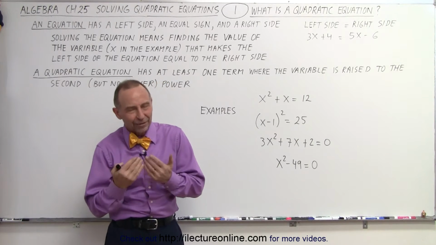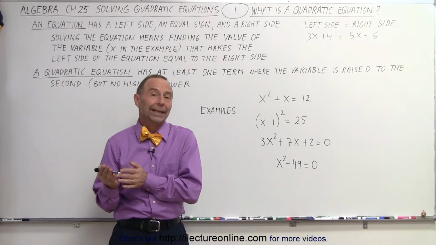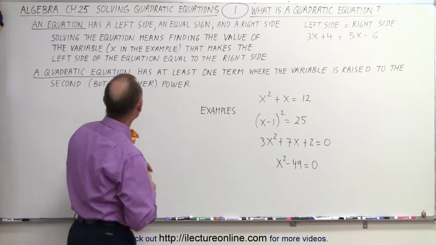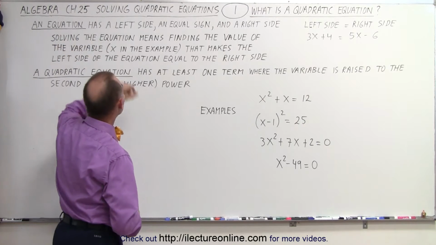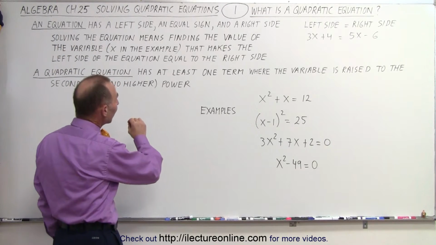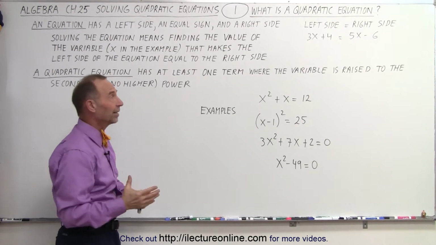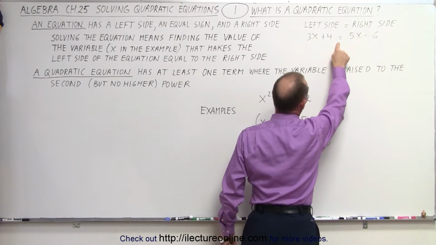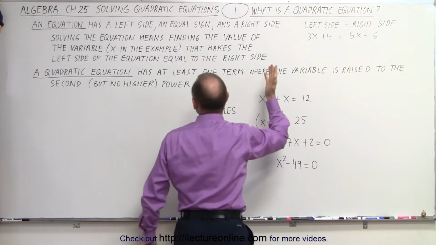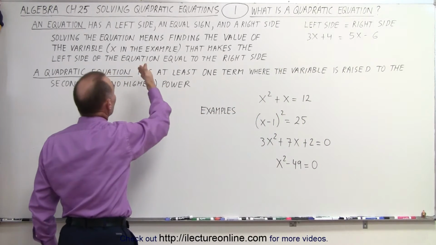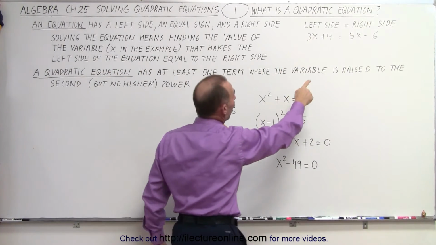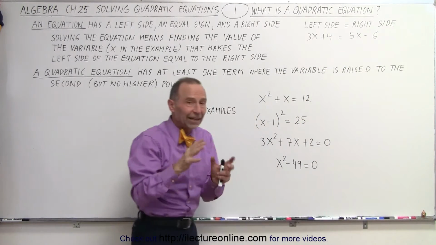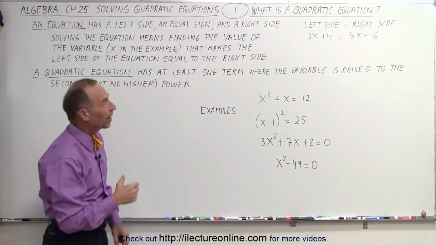And one way to get a feel for that is to compare it to a linear equation, a more simple equation. Here we can say that an equation can be defined as having a left side, an equal sign, and a right side. So here's an example of an equation that has a left side, an equal sign, and a right side. And solving that equation means finding a value for the unknown variable, in this case the unknown variable x, such that the left side will equal the right side.